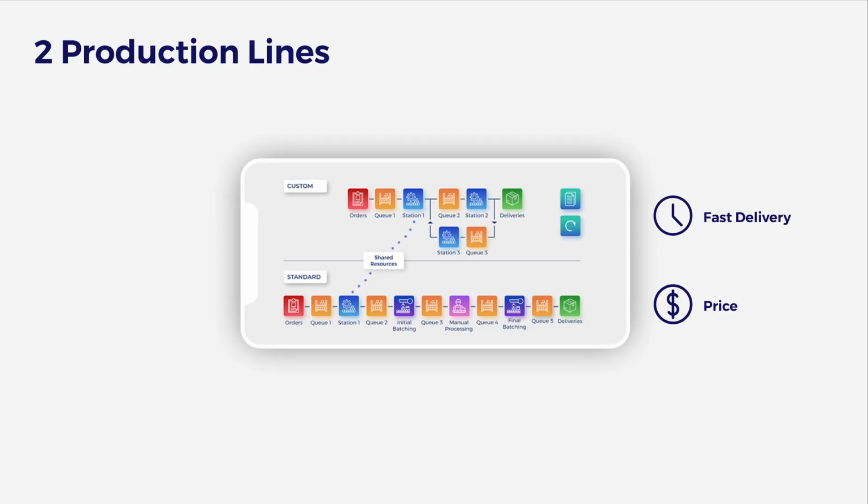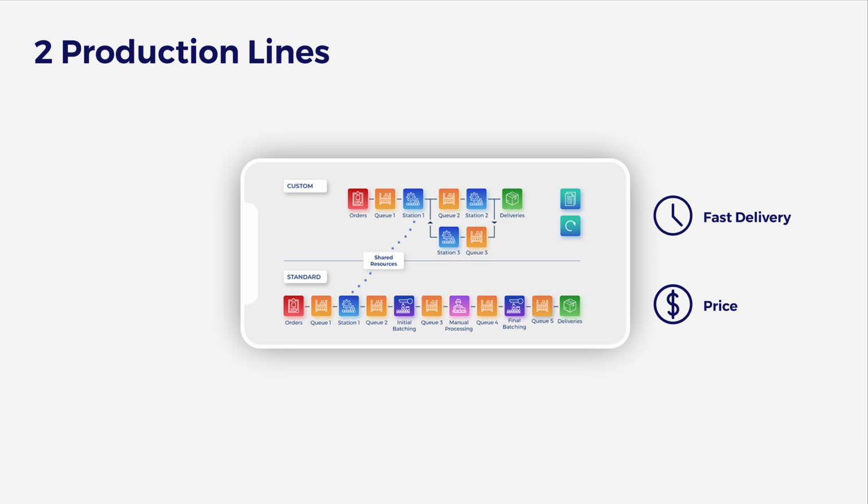Medica Scientific has two production lines. The custom line makes products which, as its name suggests, are customized for specific patients. And this line places a premium on fast delivery. If you're able to deliver relatively fast, then your reputation in the marketplace will slowly start increasing and you'll be able to command higher prices in the market.